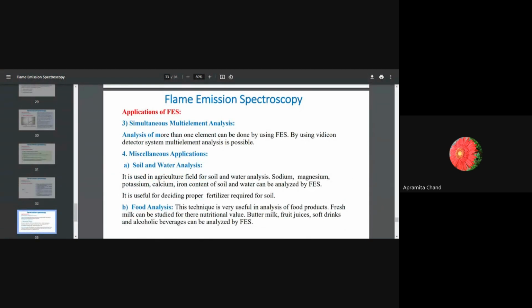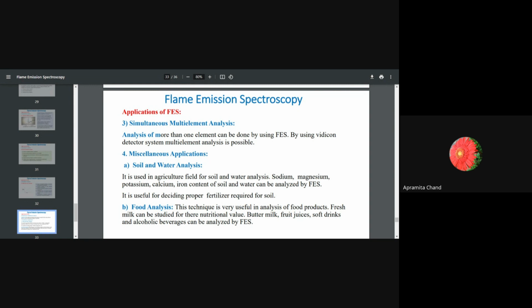Emission spectroscopy, like the other flame spectroscopy, that is atomic absorption spectroscopy, can be done for more than one element. Also, soil and water analysis is very useful because it can be analyzed by FES. It can even decide what kind of fertilizer is required. It can help in narrowing down the choices, because the iron content of the soil, the water, calcium, potassium, sodium, magnesium, everything can be analyzed by FES.